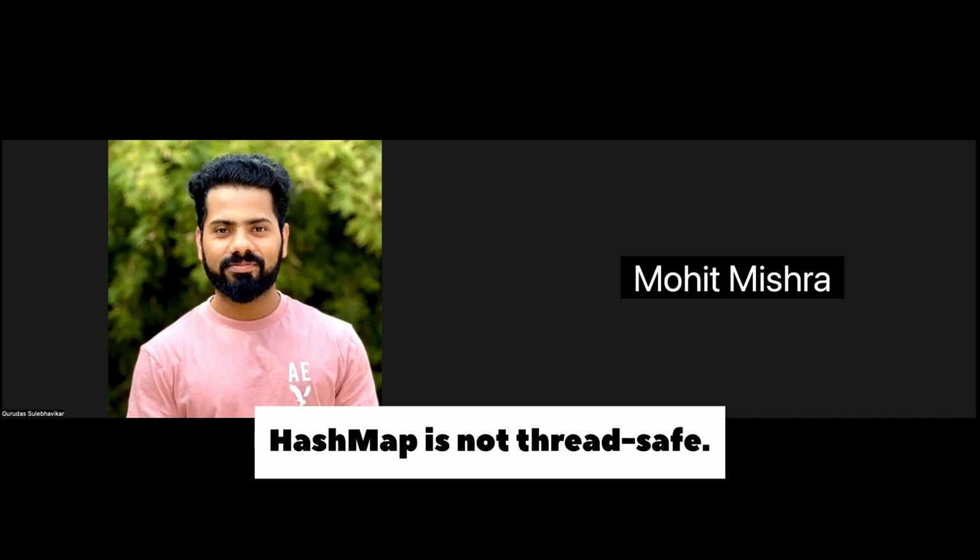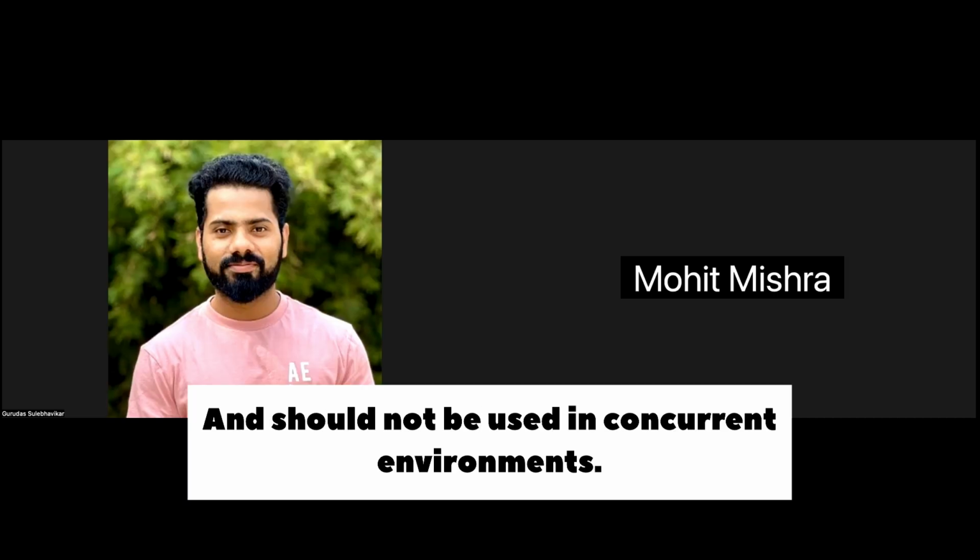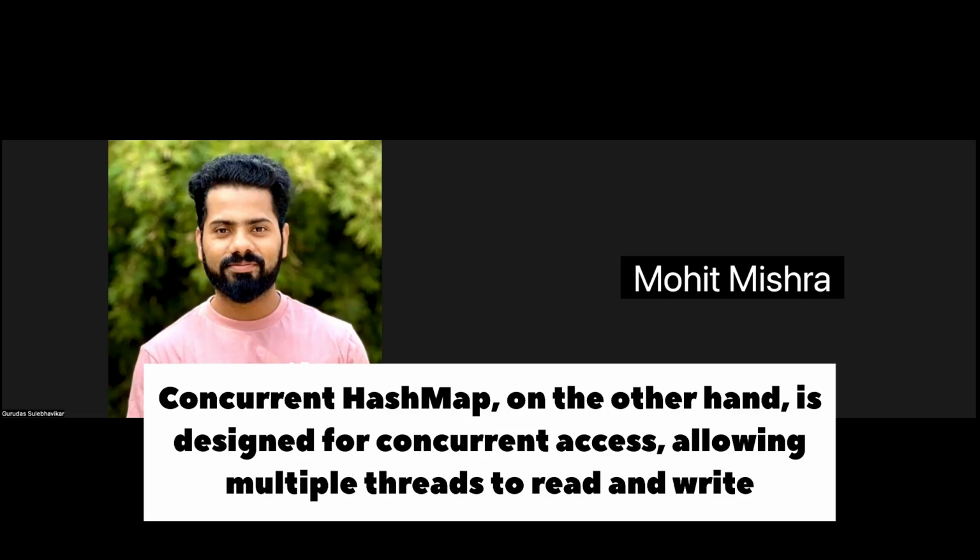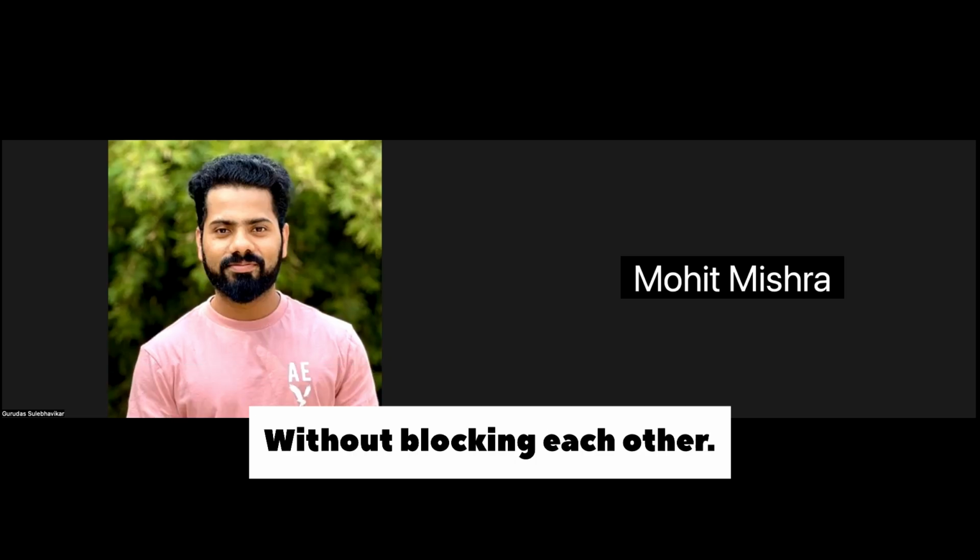HashMap is not thread safe and should not be used in concurrent environments. ConcurrentHashMap, on the other hand, is designed for concurrent access, allowing multiple threads to read and write without blocking each other. What is the purpose of the hashCode method and equals method?